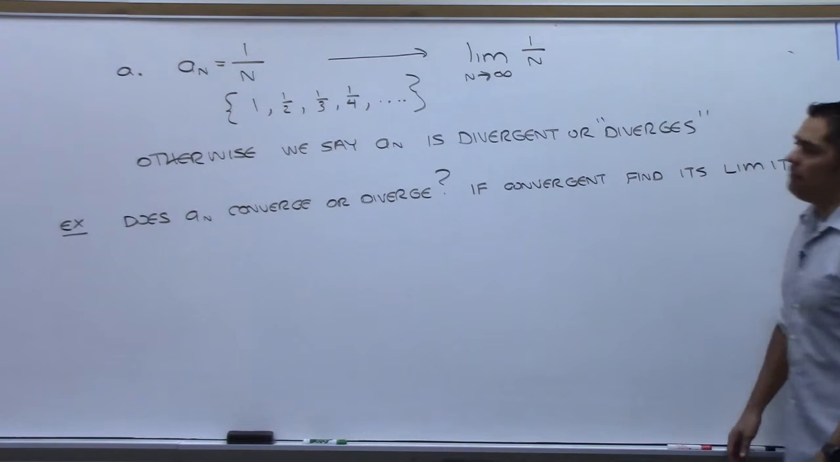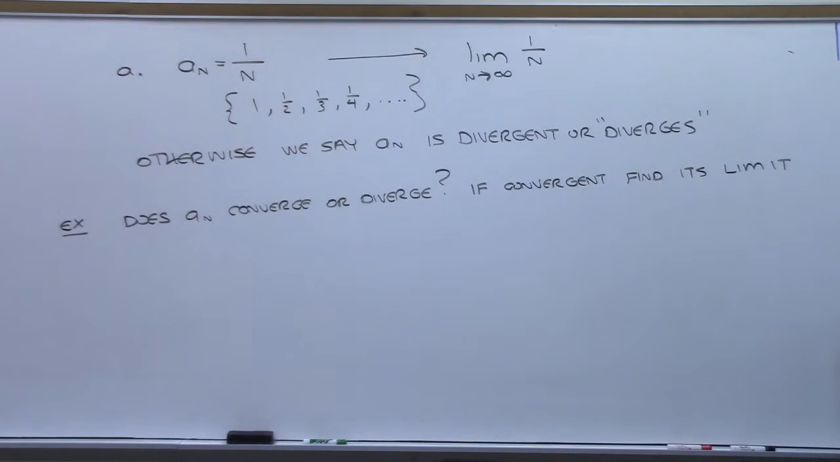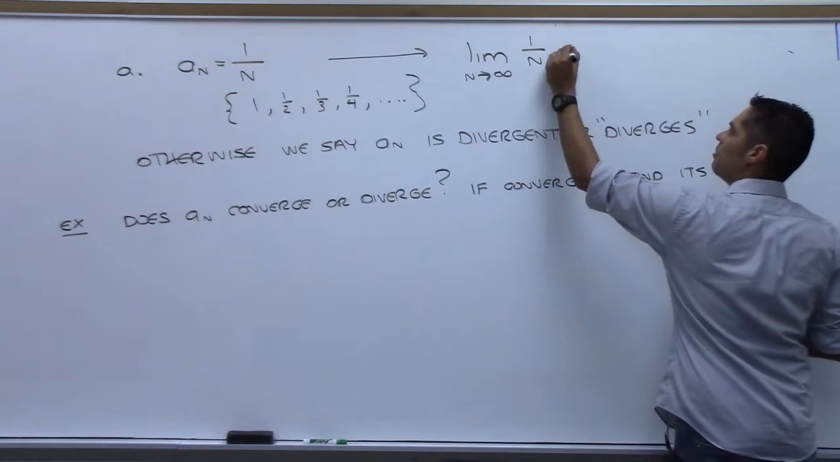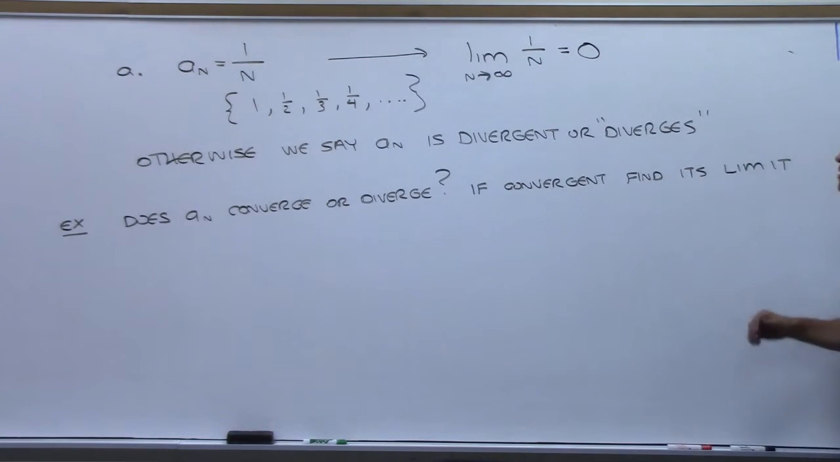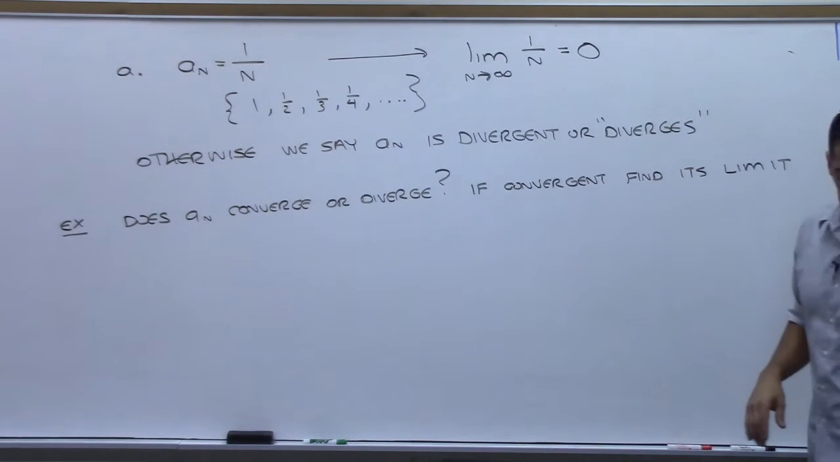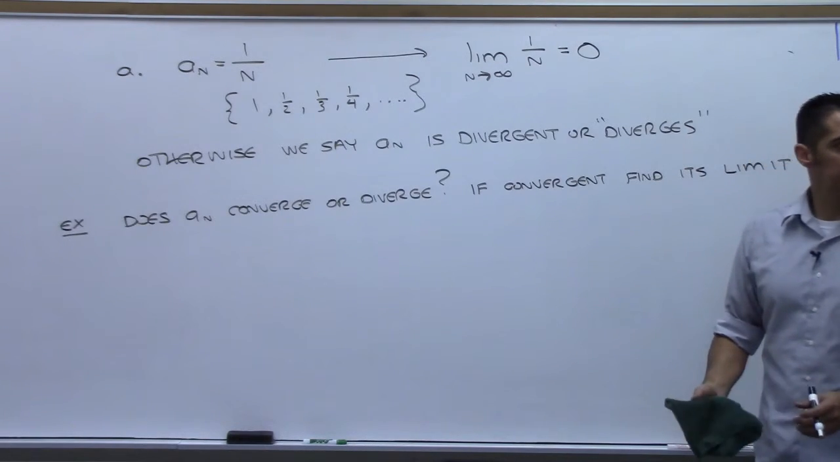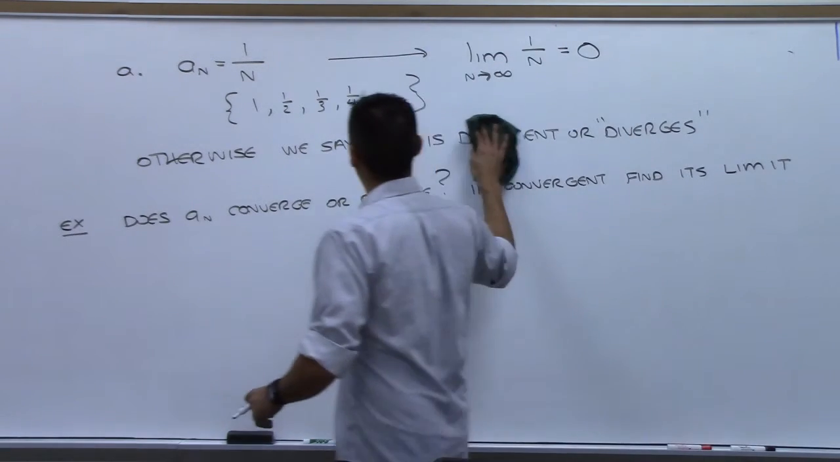And I hope that's obvious that as n gets bigger, that ratio gets smaller. So this does go to 0, right? So the answer for part A would be that it is a convergent sequence, and it converges to 0. Fair enough? Okay, how about this one?